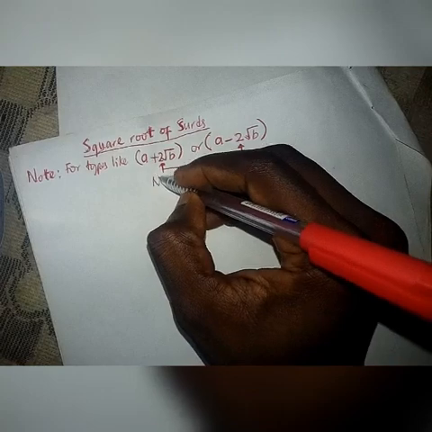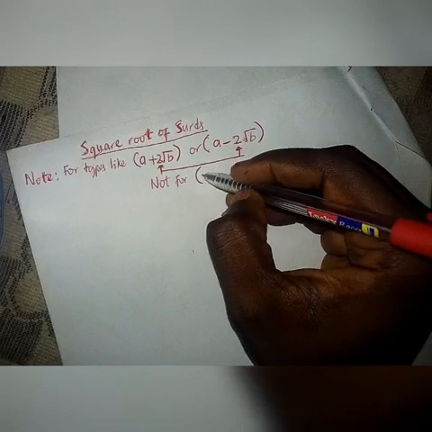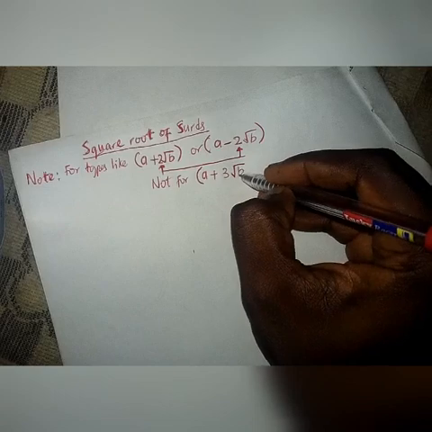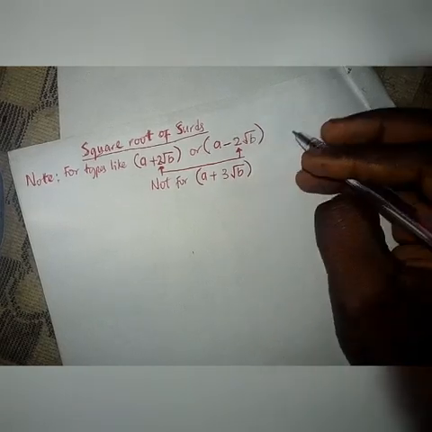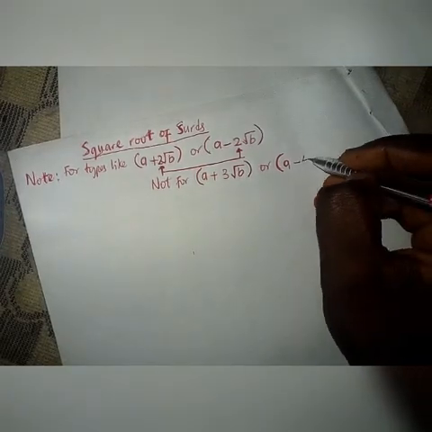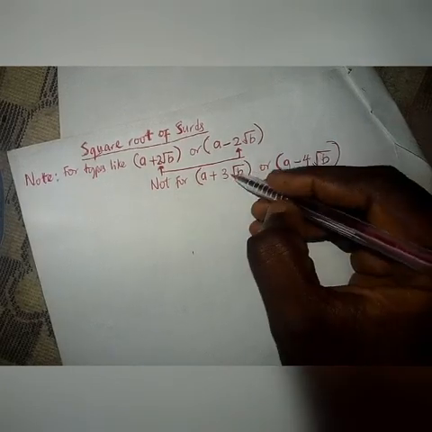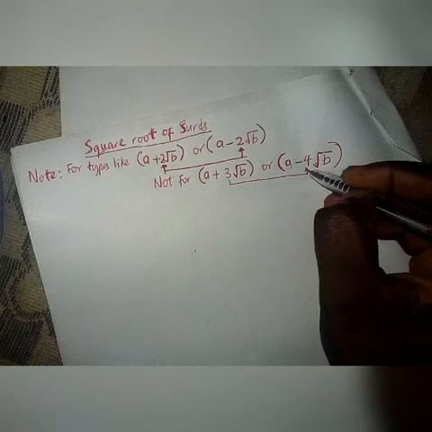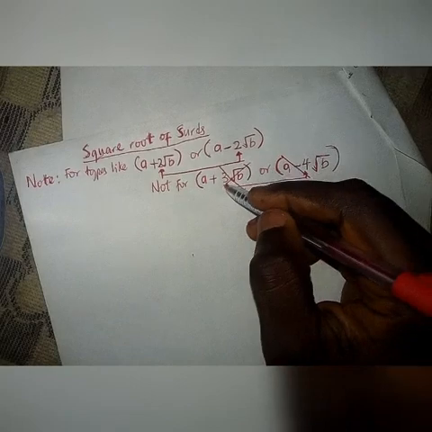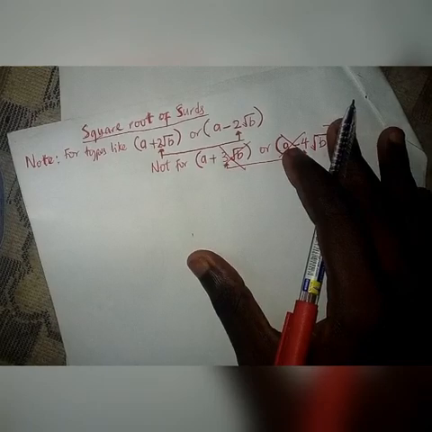It is not for those that do not have 2, like A plus 3 surd B, or probably A minus 4 surd B. If you don't have 2 beside the surd, you can't use it for them. It is not for these types. It is for those that have 2 alone.